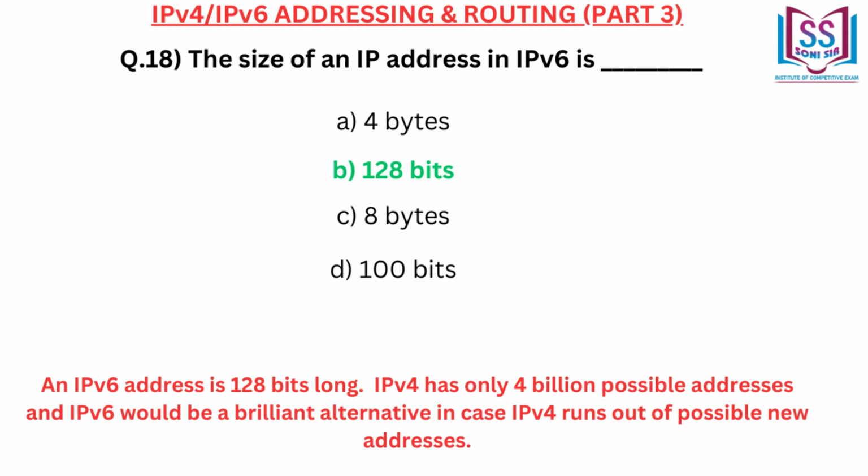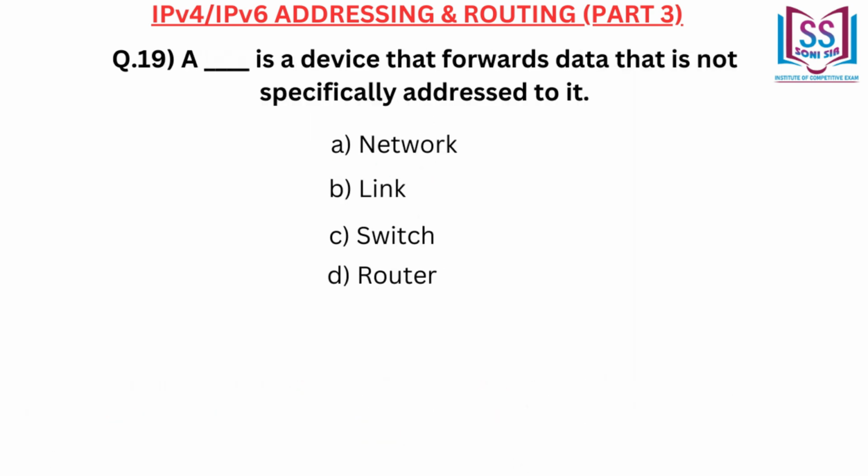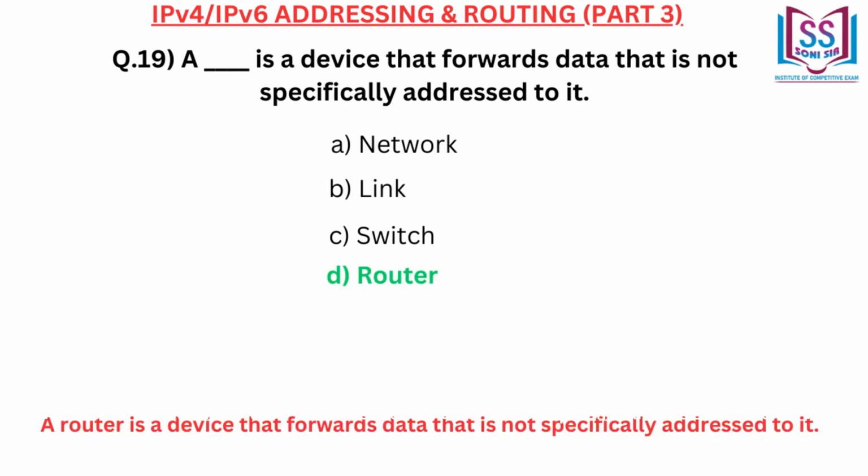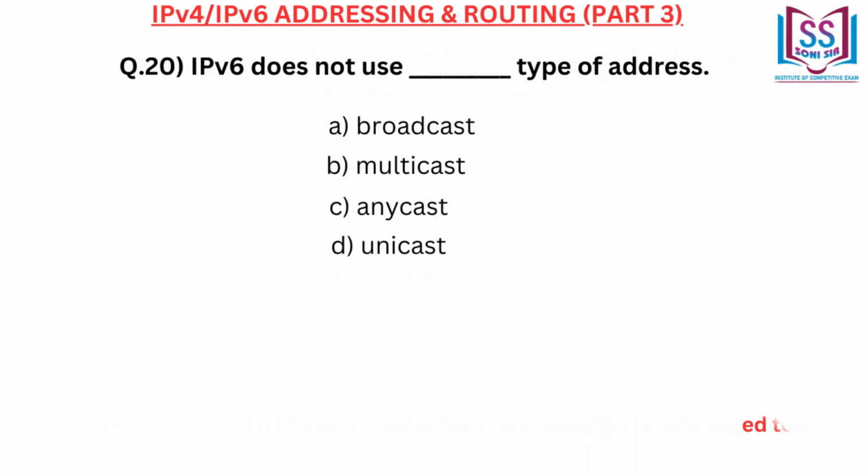Therefore, IPv4 has only 4 billion possible addresses, and IPv6 would be a brilliant alternative in case IPv4 runs out of possible new addresses. A dash is a device that forwards data that is not specifically addressed to it. A. Network. B. Link. C. Switch. D. Router. Correct answer D. Router. A router is a device that forwards data that is not specifically addressed to it.